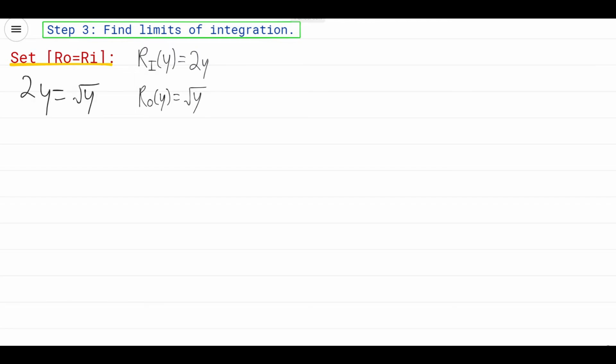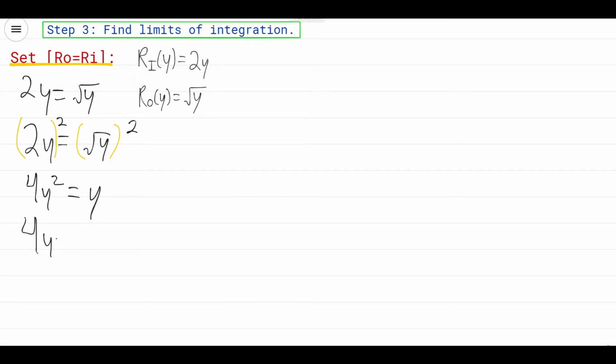So 2y is equal to the square root of y, and we're going to solve for this by isolating the y. So what we're going to do is square both sides, and we get 4y squared is equal to y. Thus 4y squared is equal to 4 times y squared, and is equal to y. And we're going to divide both sides by y, just so we can get y by itself. And what we're left with is 4y is equal to 1.